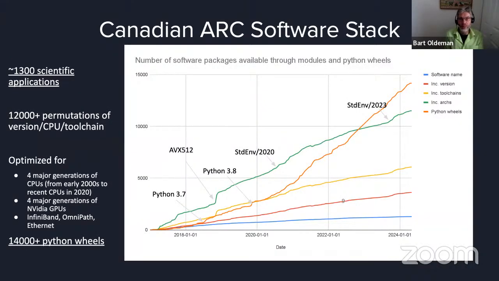In terms of the software stack, we have at the moment 1,300 or thereabouts scientific applications, over 12,000 applications including all the CPU varieties and toolchain versions. And as you can see, there's been a continuous growth of software packages.